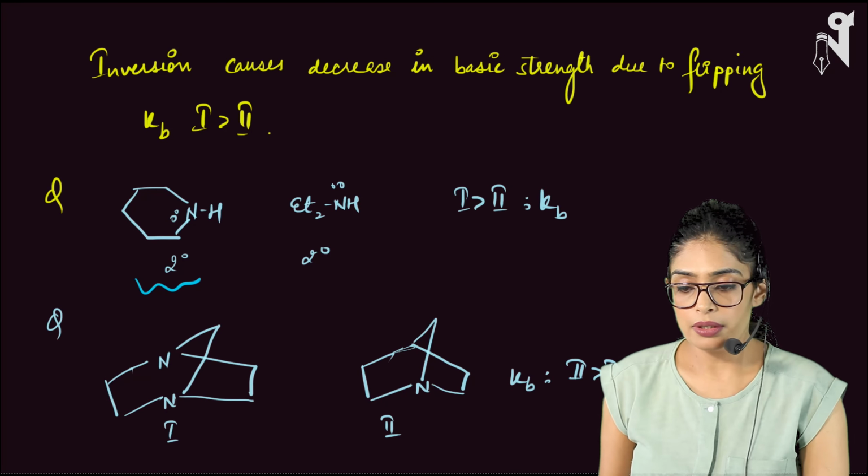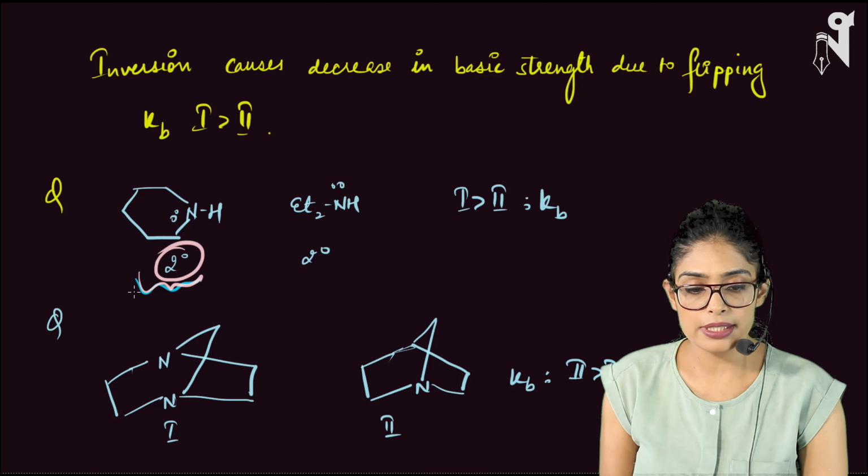I have this compound here. This is my cyclic amine, again a second degree nitrogen is here.